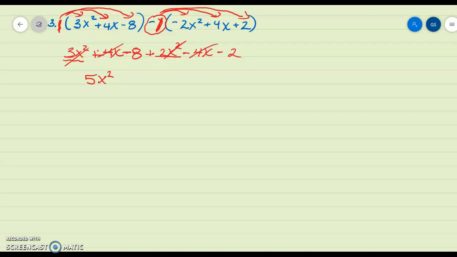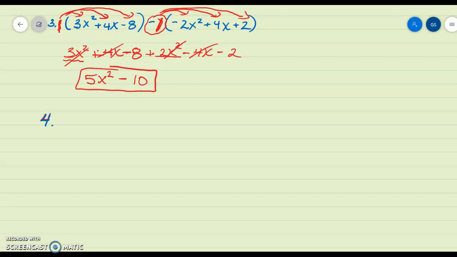Negative 8 minus 2. Well, negative 8 minus 2, if you put that in your calculator, you would get a negative 10. Or if you just thought about it also. And that is your answer, 5x squared minus 10. So from this long problem, we get this small answer. From subtracting two trinomials, we get a binomial. Okay. All right, I have one more for you, and then you're on your own.